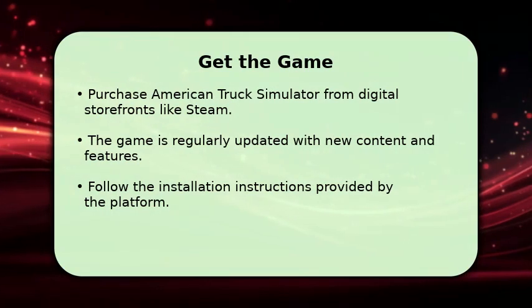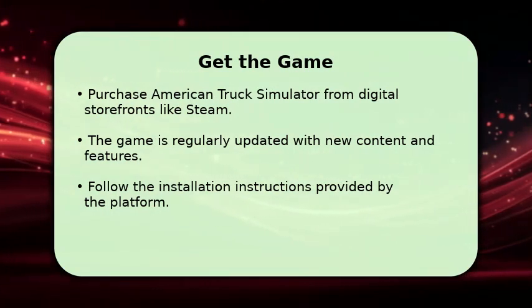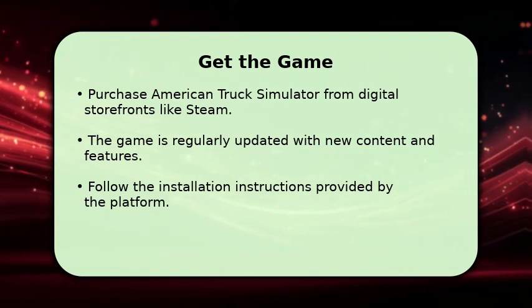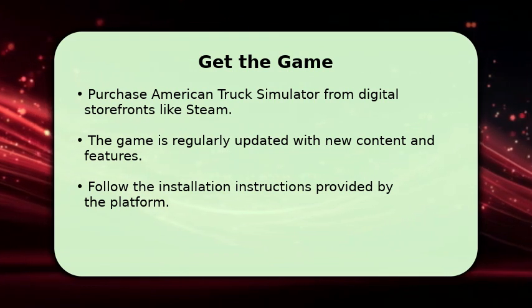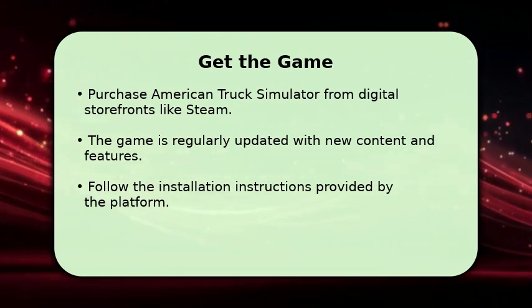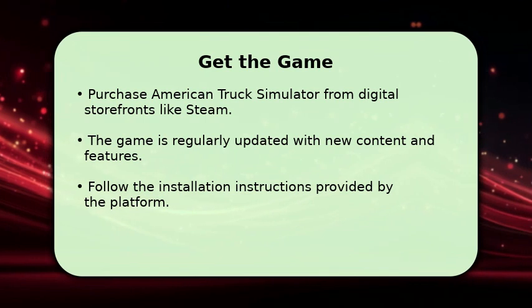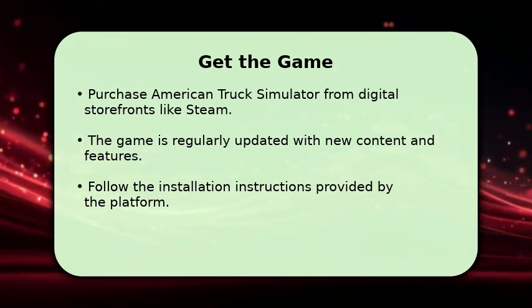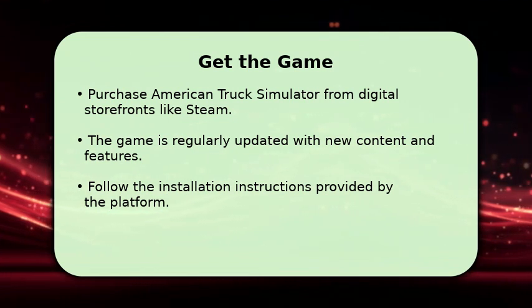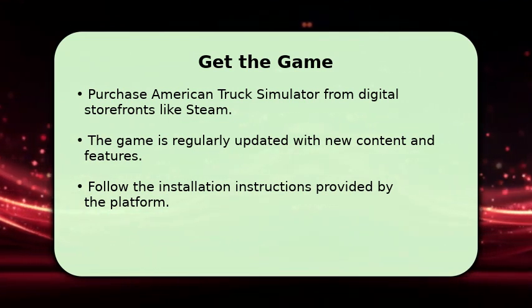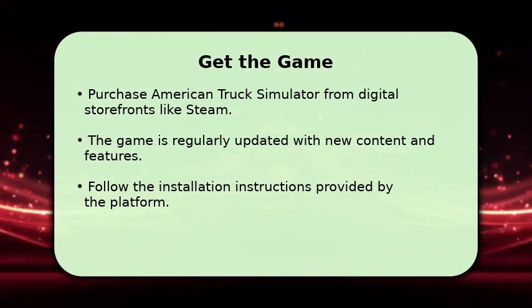Once your system is ready, acquiring the game is straightforward. The primary way to get American Truck Simulator is through digital distribution platforms, most notably Steam. Simply search for the game, complete your purchase, and then follow the on-screen instructions to download and install it onto your computer. The game frequently receives updates, adding new states and trucks to explore.